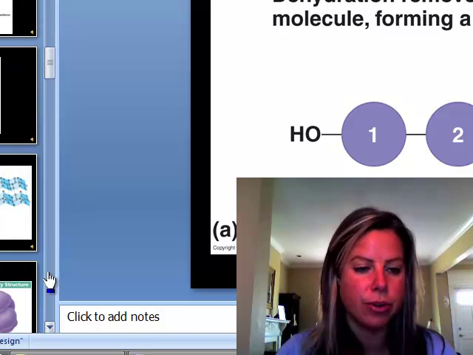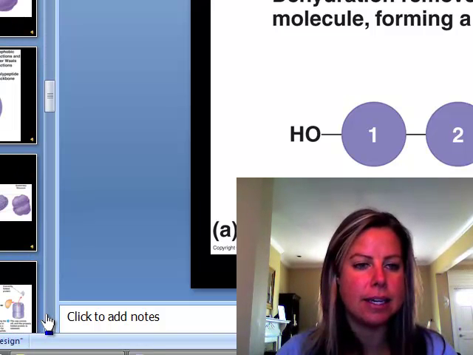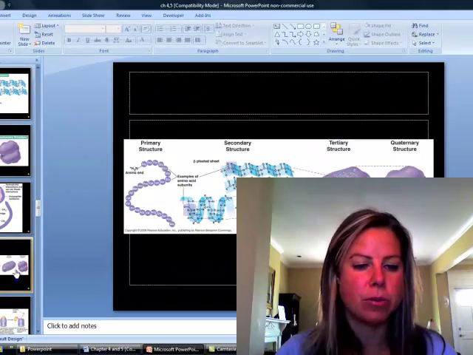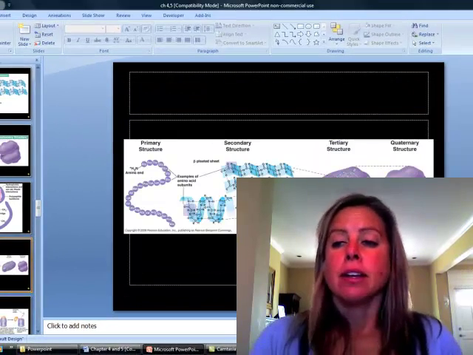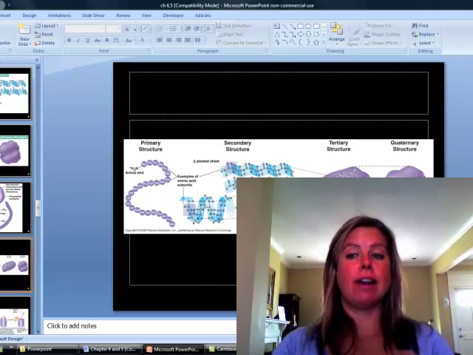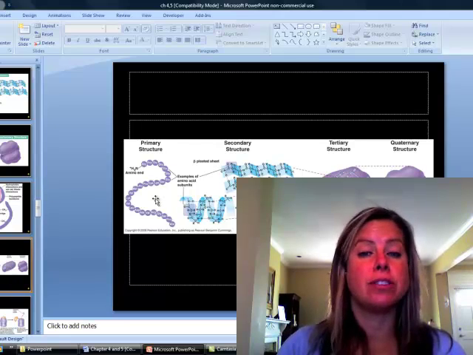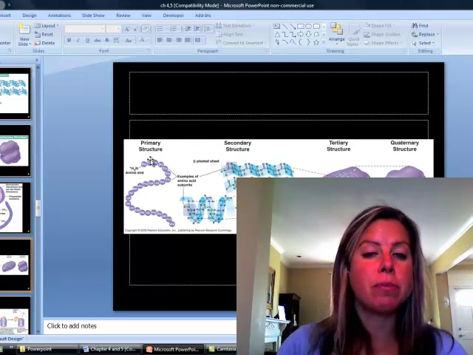Now if we go to, let's see, yeah, this will work right here. Quaternary structure is if we're way, way zoomed out, and that's what's over here. Primary structure is over here, and that's really zoomed in. So we'll start with primary.